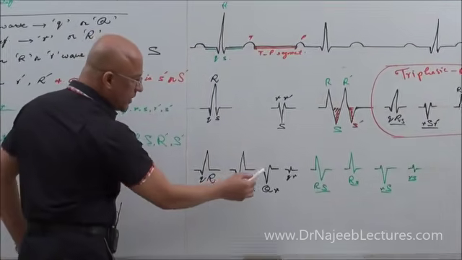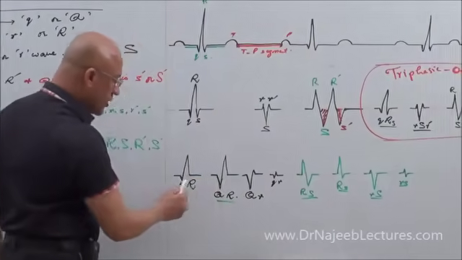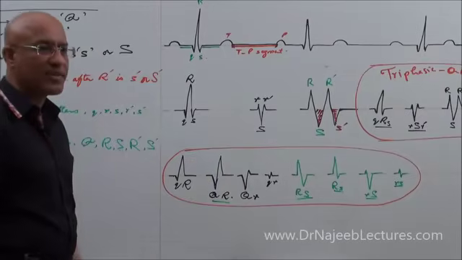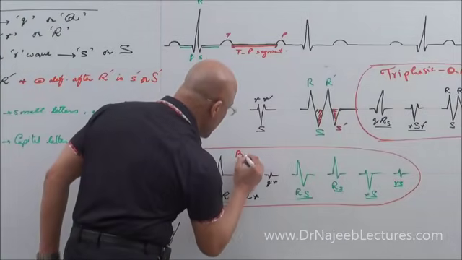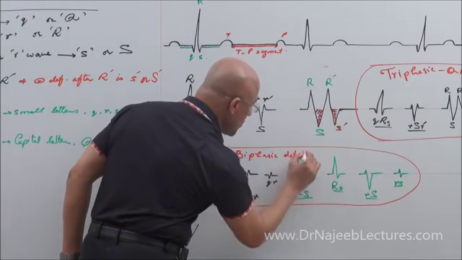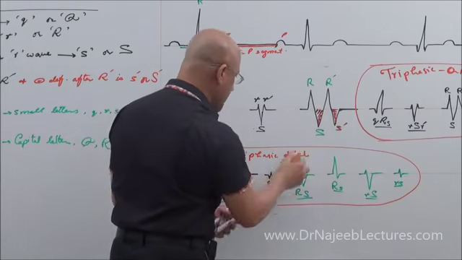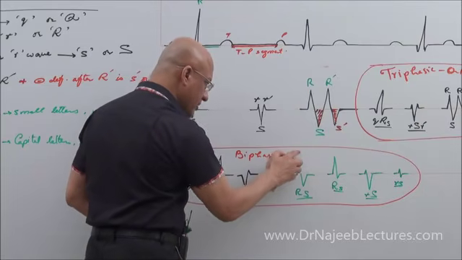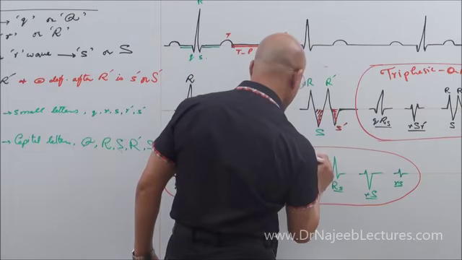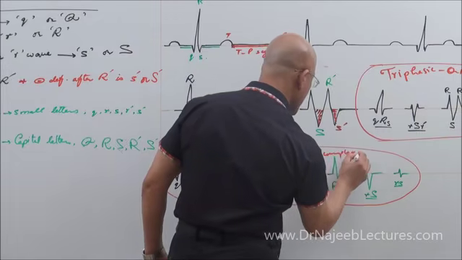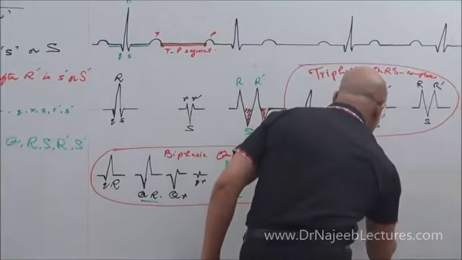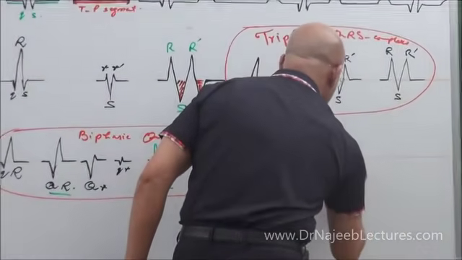Now note, how many waves are there in all these QRS complexes? Two. So these are called biphasic deflections. What are these called? These are biphasic QRS complexes. Right? These are biphasic QRS complexes.